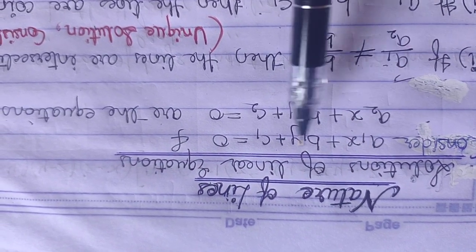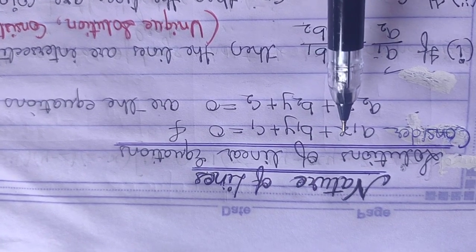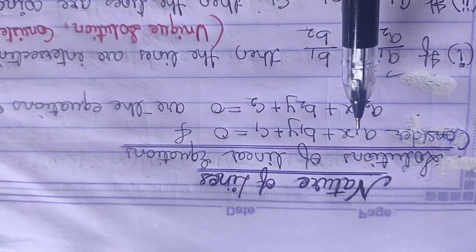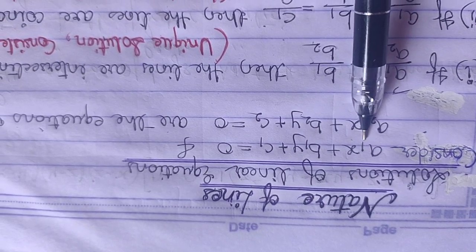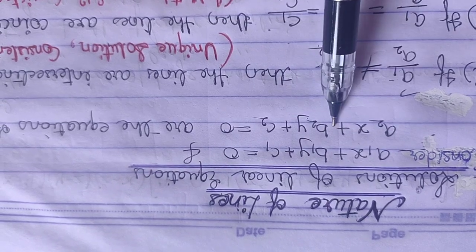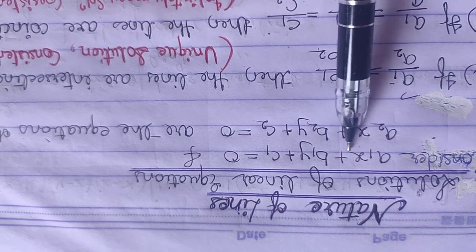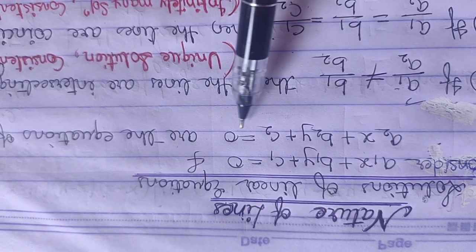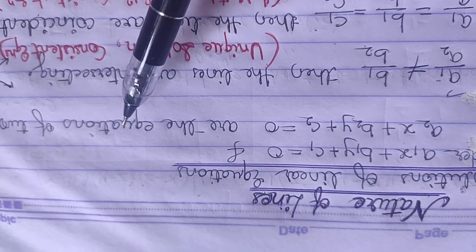Today I am going to explain the nature of lines and the solution of linear equations. Means if the equations are given, we can find the nature of the lines and the solutions. Okay, so we will consider the linear equations a1 x plus b1 y plus c1 is equal to 0 and a2 x plus b2 y plus c2 is equal to 0. So these are the general form of linear equations. These are the linear equations representing two lines.